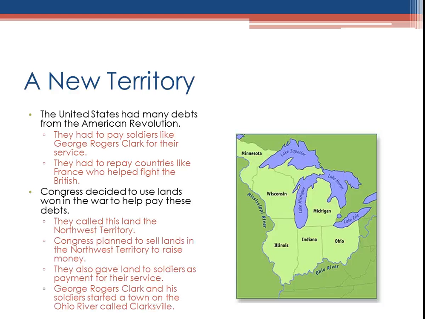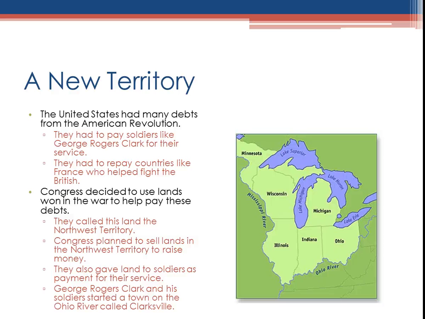Congress decided to use lands won in the war to help pay these debts. They called this land the Northwest Territory. They planned to sell the lands in the Northwest Territory to raise money. So they had all this land that nobody really had a use for.